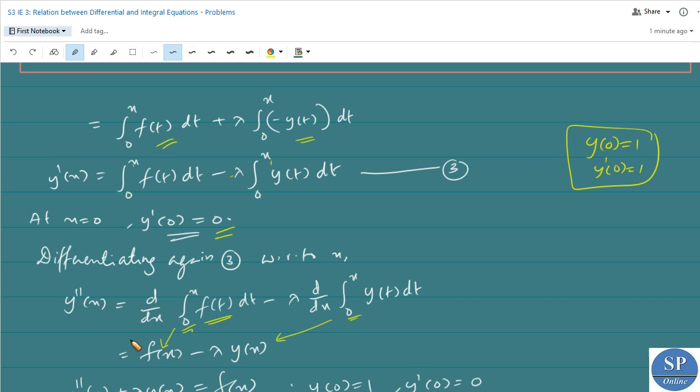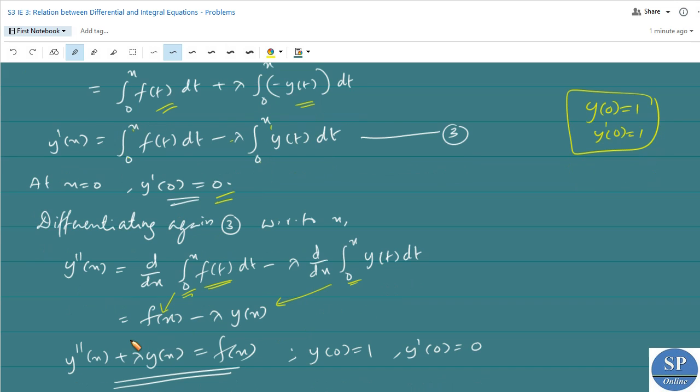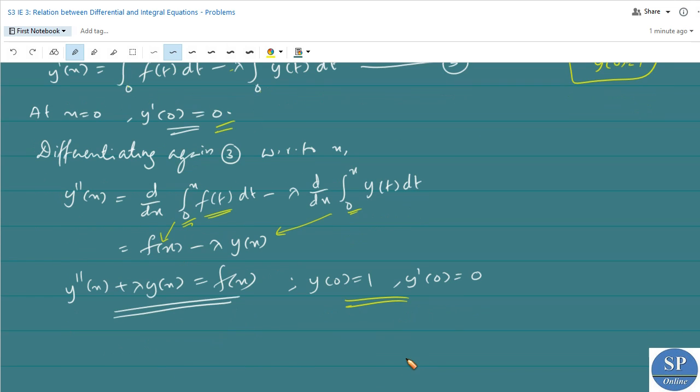Okay, so the integro-differential equation is nothing but y double dash plus lambda into y equal to f of x, with the initial conditions y of 0 equal to 1 and y dash of 0 equal to 0. So this is the required initial value problem corresponding to the given integral equation.